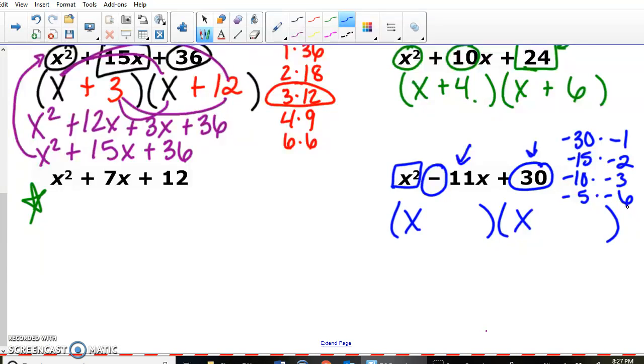Now, which ones of those add to give me a negative 11 though? Hopefully you saw that. It should be negative 5 and negative 6. So in my parentheses, I'm going to have a negative 5 and a negative 6. Remember, quick way to check is to either FOIL, or the even quicker way: negative 5 times negative 6 gets me my positive 30. Negative 5 plus negative 6 leaves me with my negative 11.